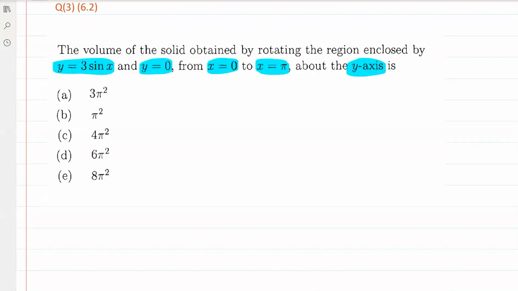Let's see how many students we have. Doctor, it is easier to do it with the cylindrical shell method. Yeah, it will be easier. We have too many students, 130 students, so it's good. But I hope the computer will not hang up. Okay, good.